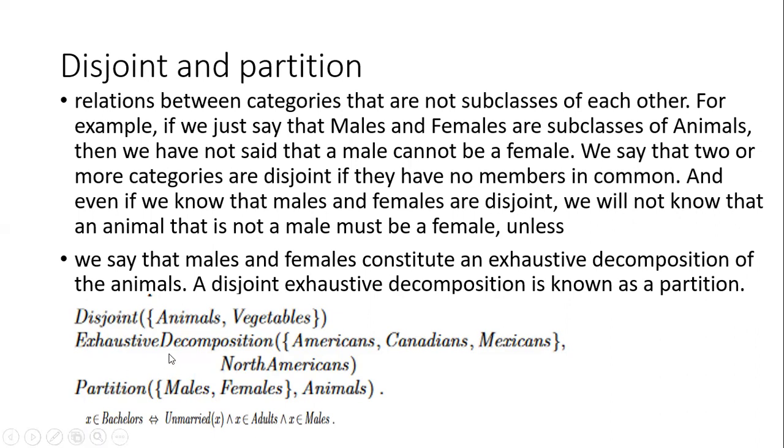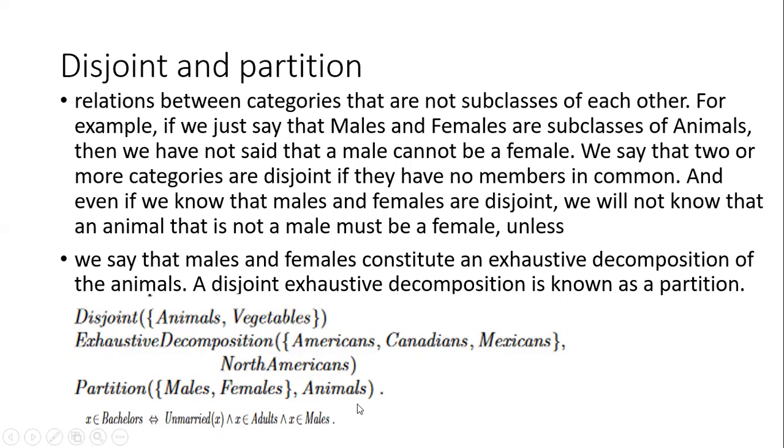Here is the example. We can say two or more categories are disjoint if there are no members in common. That is, if the intersection of the two sets is null, then we can say it is a disjoint set. So we can say male and female constitute an exhaustive decomposition of animals. The term partition means a disjoint partition. If you take animals and vegetable, both are disjoint and an exhaustive decomposition.